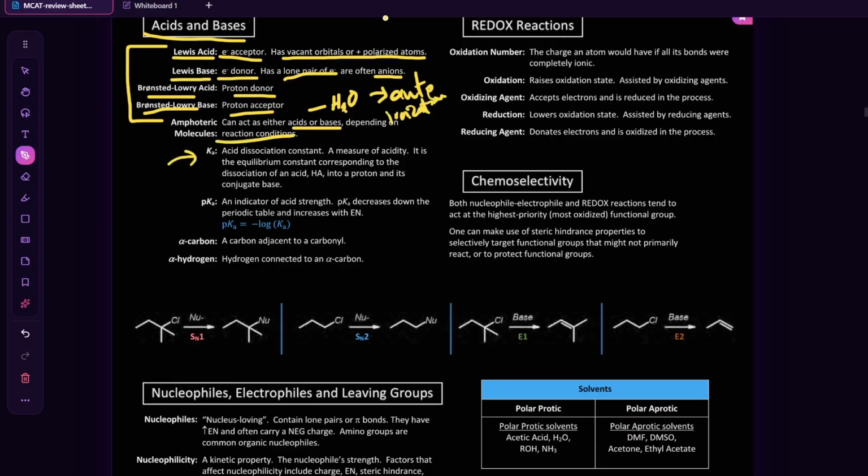Ka is the acid dissociation constant, a measure of acidity. So how acidic is it? If you have a high Ka, then you're really acidic. If you have a low Ka, then you're not that acidic. pKa is an indicator of acid strength. This is a formula and the trend on the periodic table. They said pKa decreases down the periodic table and increases with electronegativity. An alpha carbon is a carbon adjacent to a carbonyl, and an alpha hydrogen is connected to an alpha carbon.